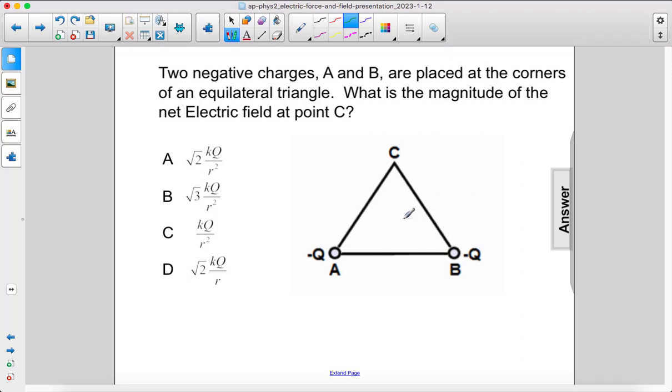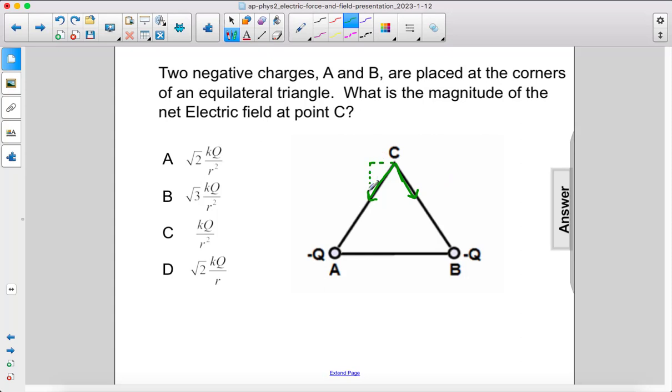Two negative charges, A and B, are placed at the corners of an equilateral triangle. What is the magnitude of the net electric field at point C? In the previous problem, we figured out that the field due to A would look like this at point C, and the field due to B would look like this at point C.